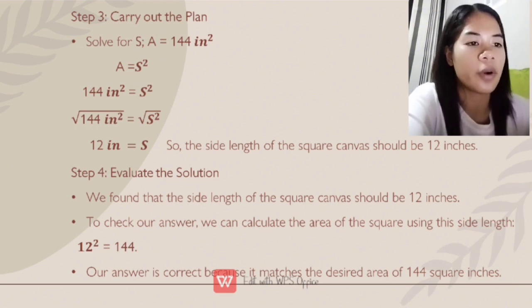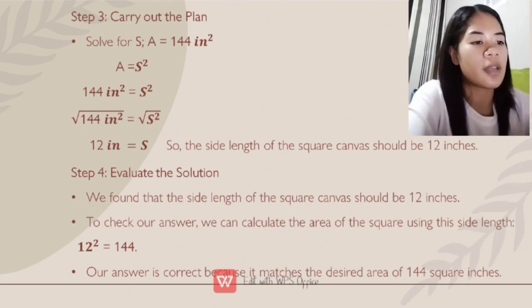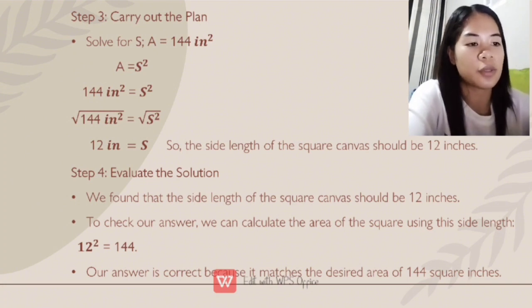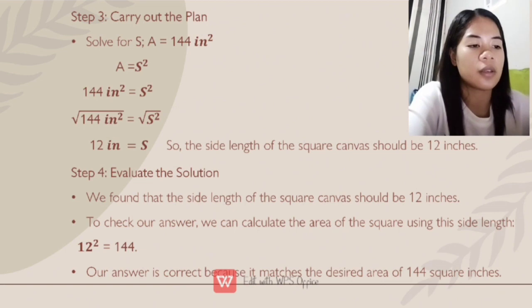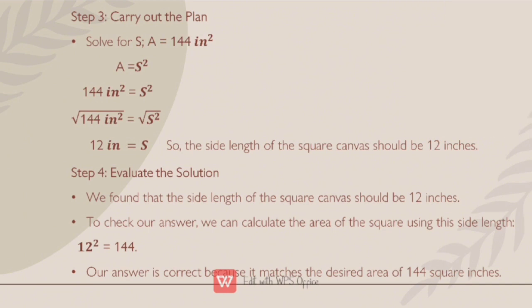So in step 4, we have to evaluate our solution. We have found that the side length of the square canvas should be 12 inches. To check our answer, we can calculate the area of the square using this side length. 12 squared equals 144. Therefore, our answer is correct because it matches the desired area of 144 square inches.